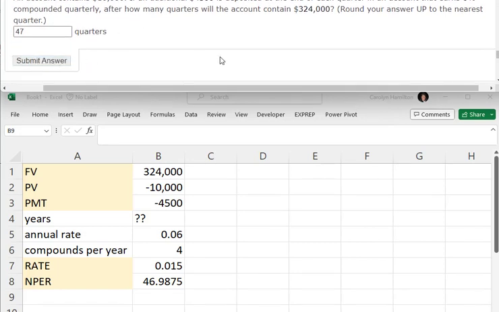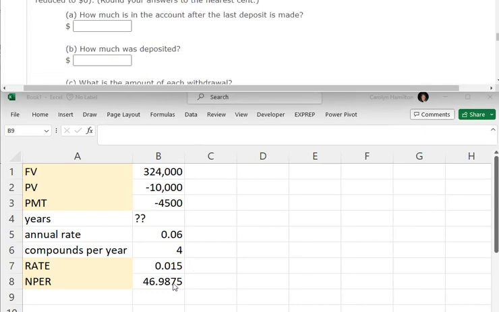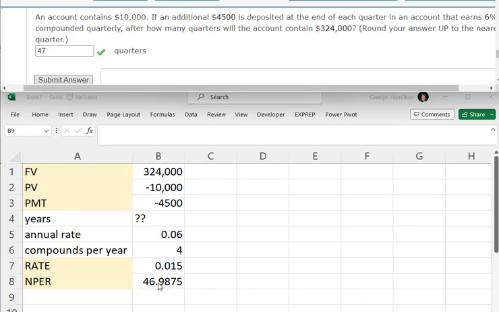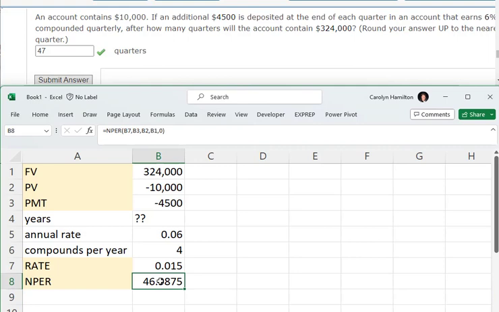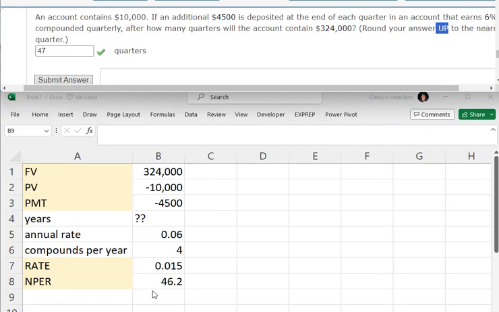And just for the record, suppose that this answer had turned out to be something like 46.2 quarters, you would still round it up to 47. It's not round it to the nearest, it's round your answer up to the nearest.